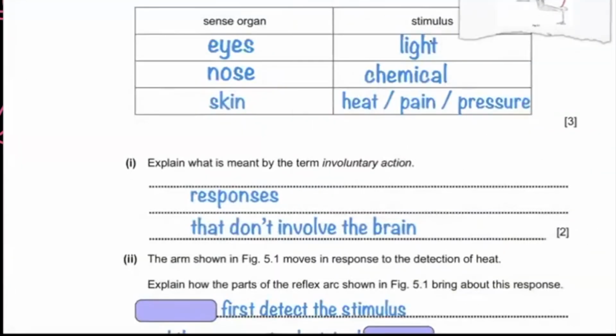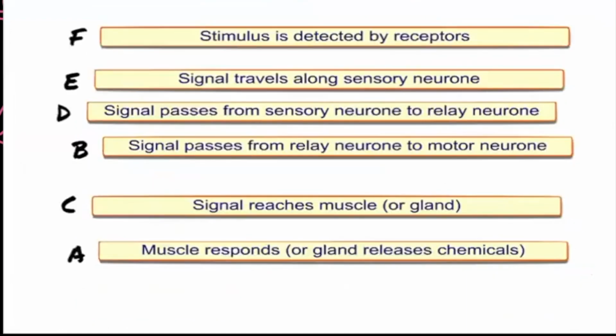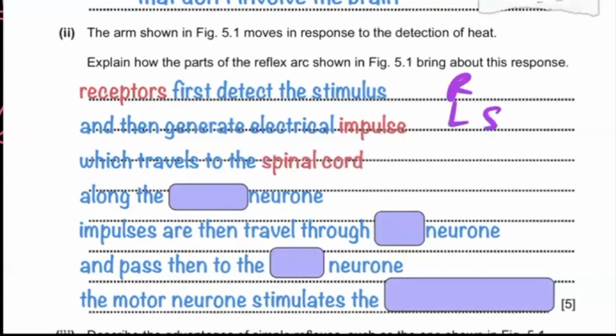And they wanted us here to explain how parts of the reflex arc bring about the response. Okay, so again, how do these parts bring about the response? So first of all, I'll start with the very first thing. Remember what we've just done here? So I'm going to start with the receptor, which detects and then generates an electrical impulse. You know what we call those messages that run along your nervous system? We call them impulses, which travel where? So I'm going to go from receptor, sensory, right? And then to the spinal cord, okay? Shown in the diagram is the spinal cord.